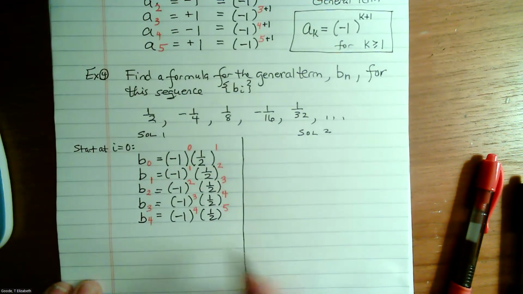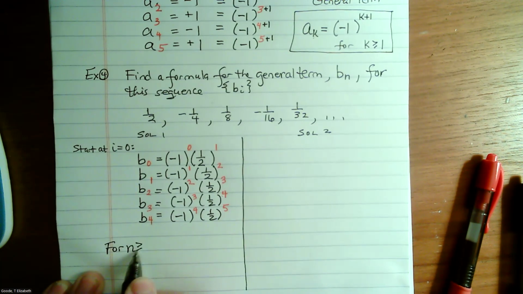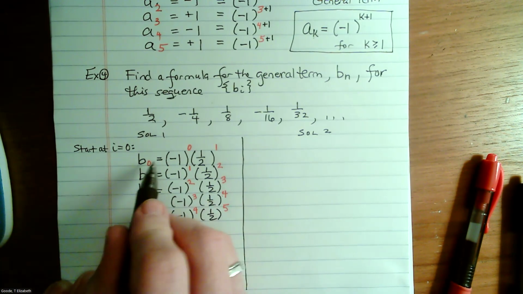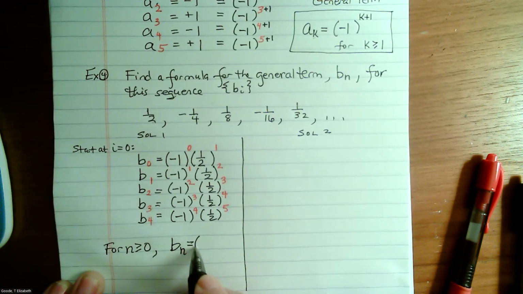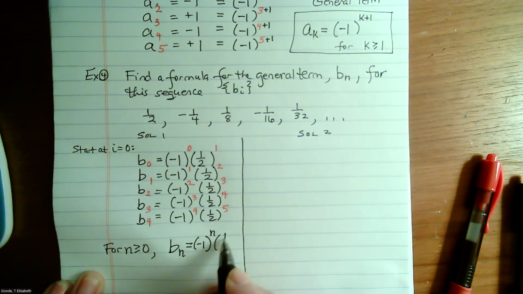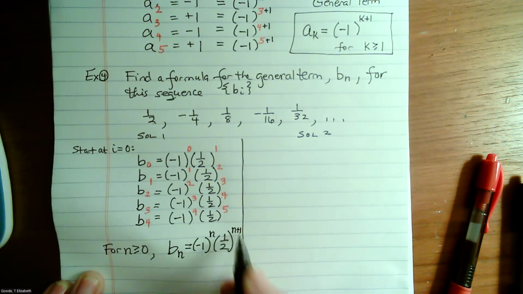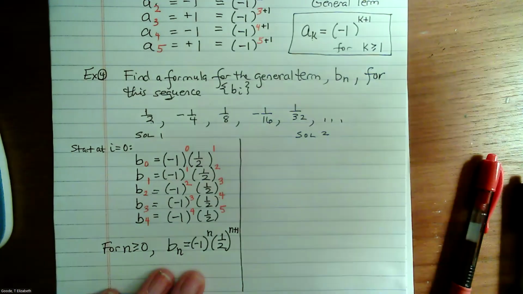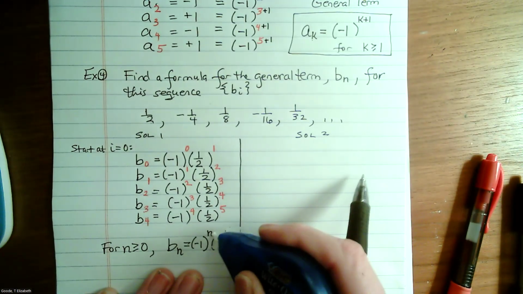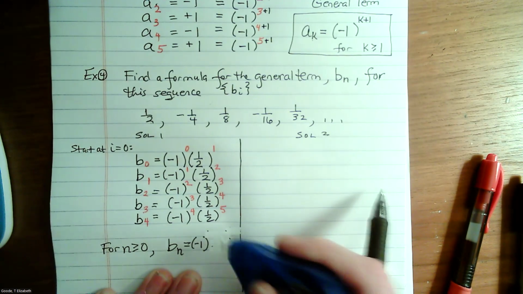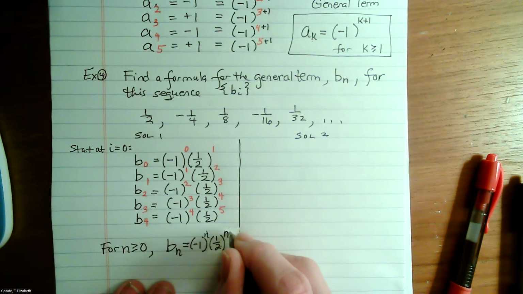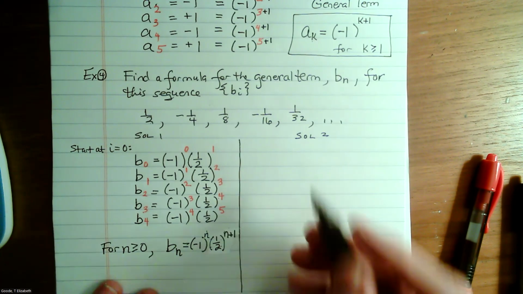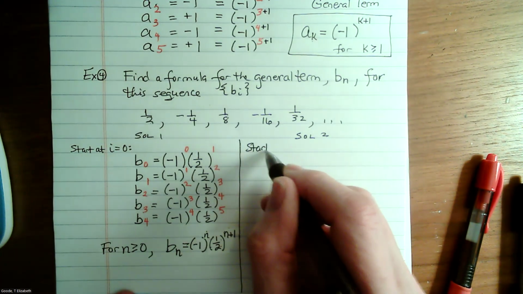So I think you can see that our general formula looks like this. Here we'll put the indexing information first. For n greater than or equal to 0, because we're indicating we're starting with our first index B sub 0, B sub n is -1 to the n times 1/2 to the n plus 1. Let's make sure that people can see that. I'll scooch this over just a little bit. -1 to the n and 1/2 to the n plus 1. There we go.